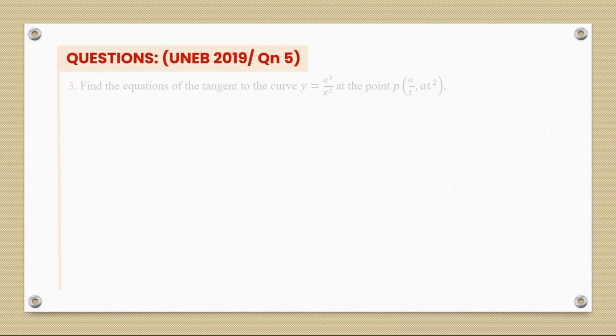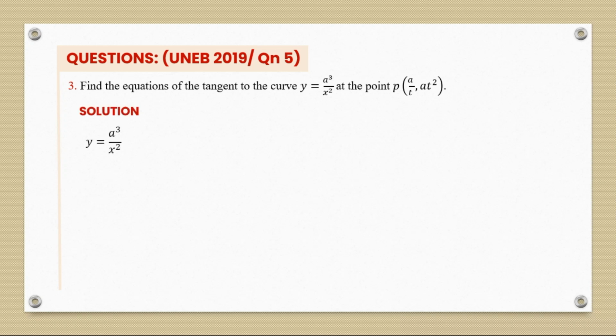So question number 3 is a question from UNEB 2019, and this was question number 5. So being told to find the equation of the tangent to the curve y is equal to a cubed over x squared at the point P. So the point P is a over t at the x and a t squared at the y. Alright, so let's solve this.